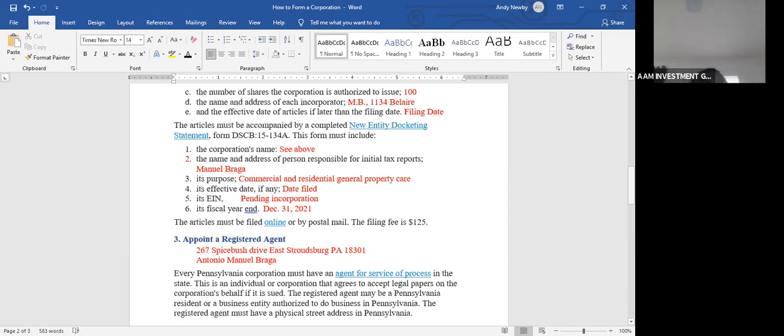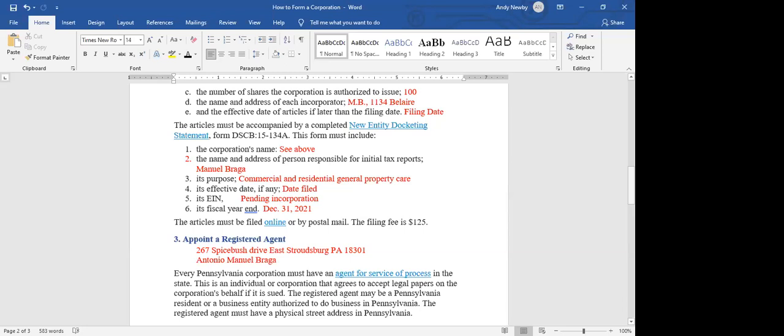So this new entity docket, it includes the corporation's name, the name and address of the person responsible, and this is different now than registered agent. They want the name and address of the person responsible for what? Look at that. Anybody follow me on this? Yeah, I see it. What is it they want?